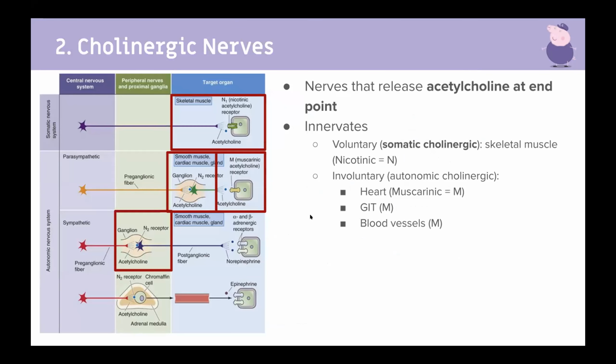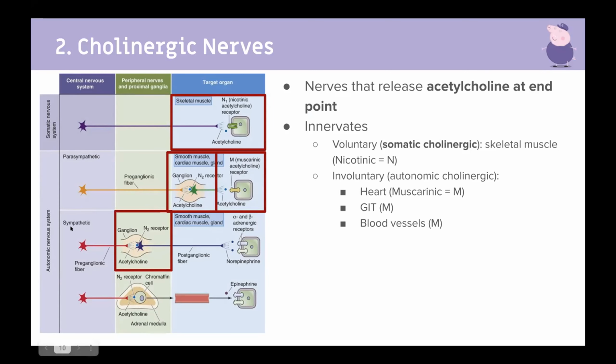Then we get to cholinergic nerves. Remember that cholinergic nerves are the ones that will release acetylcholine at the endpoint. So we're looking at the somatic nerves that release acetylcholine that acts on nicotinic receptors, and then also parasympathetic ones that act on muscarinic receptors at the end, okay?